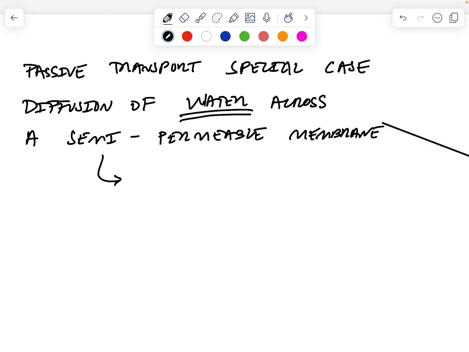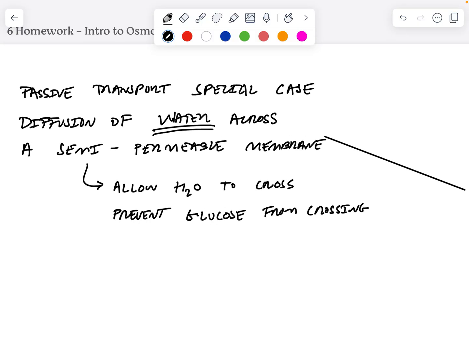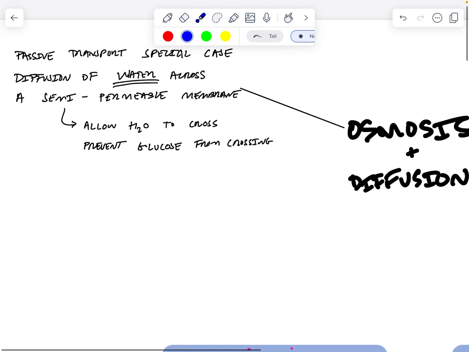So for now, what you need to know is that the membrane allows water to cross, but it prevents glucose from crossing. Okay, so osmosis is our very special case when water moves across the semi-permeable cell membrane, which allows water to go in and out, but it prevents glucose from going in and out.